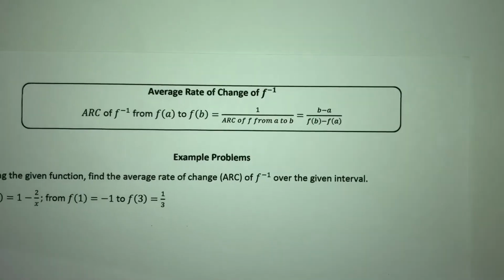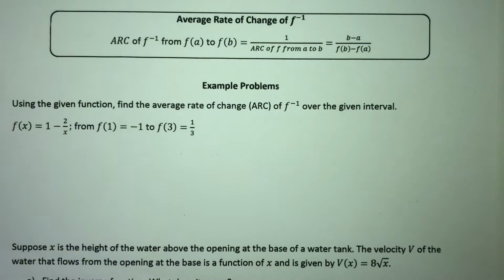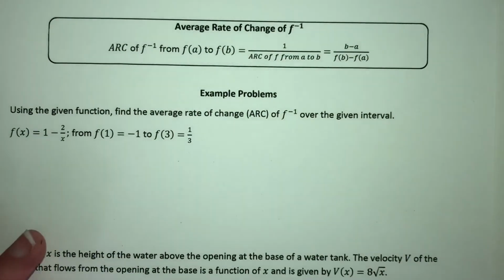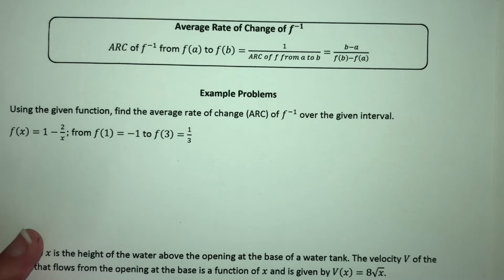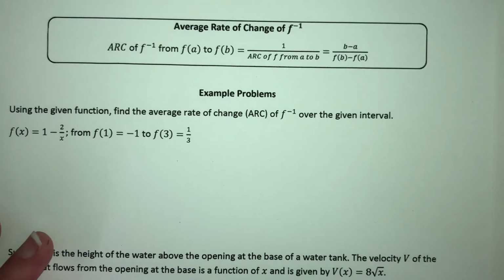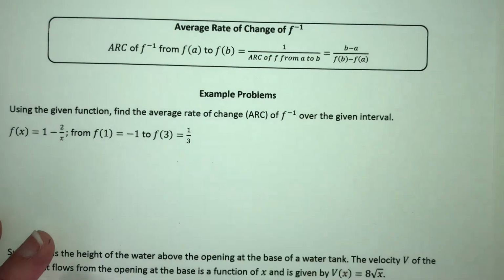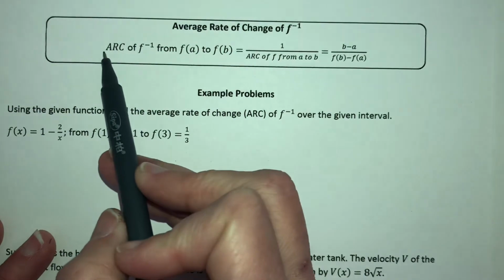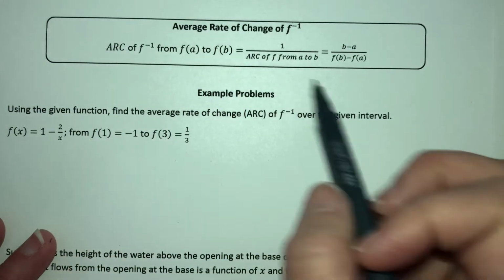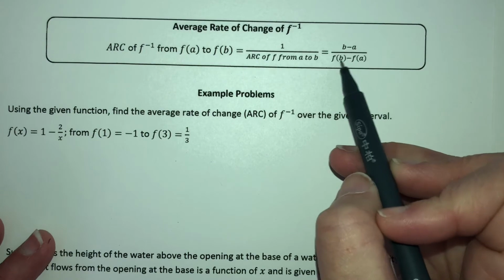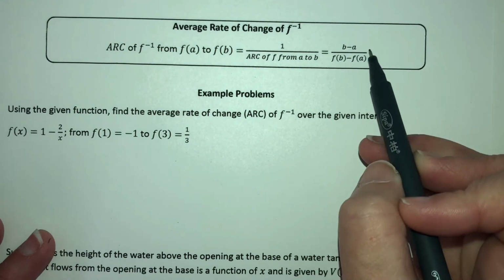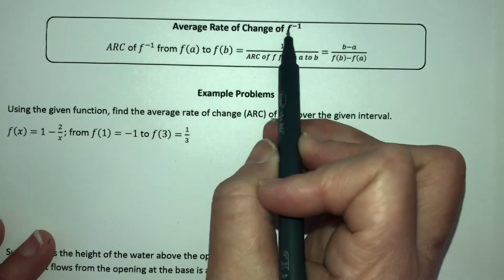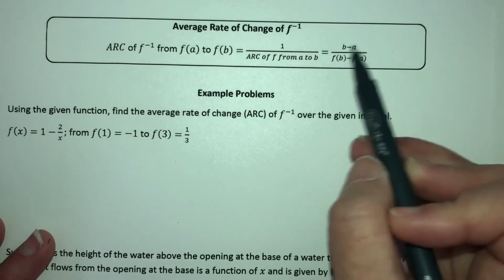So let's look at finding the average rate of change of an inverse function. What we're really doing when we're finding the inverse is we're switching all our x's and y's. Which means that we are switching our x and our f of x. The regular average rate of change function for f is f of b minus f of a over b minus a. To find the average rate of change of the inverse, it is the reciprocal of this.